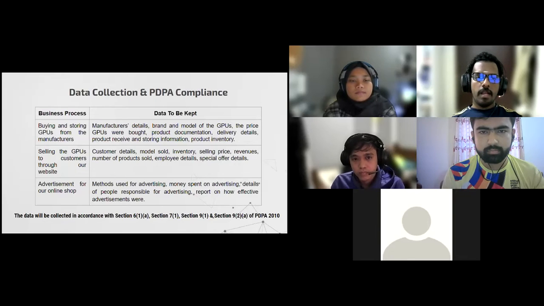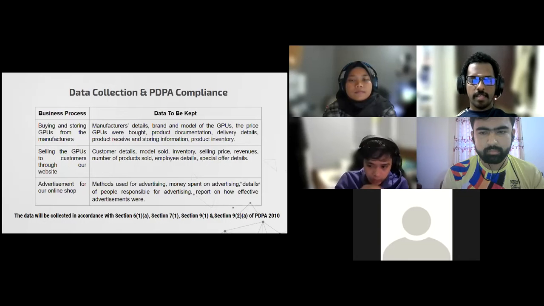Moving forward, I would like to also highlight the PDPA compliance that's been used in the data collection. For the data collection, three sections will be used. That would be section 6(1)(a), general principle. Next would be section 7(1), notice and choice principle, and also section 9 and section 9.2, where we have the storing and also selling of GPUs.